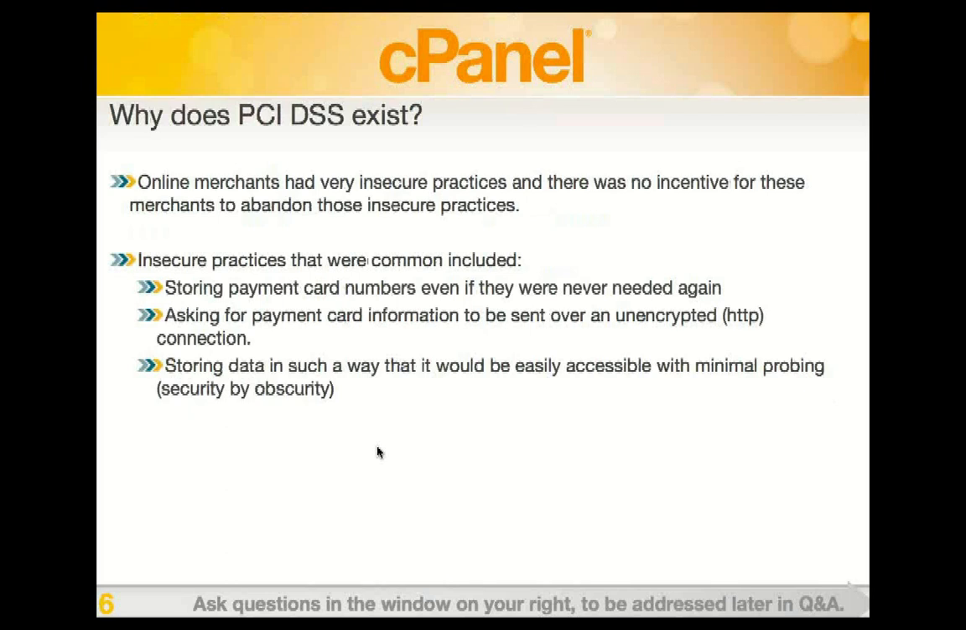And let's rehash. Why do the data security standards exist? Well, online merchants used to have very insecure practices, and there was no incentive for these merchants to abandon those insecure practices in the past. So they would store payment card information, even if that information would never be needed again. They'd be asking for this information over an unencrypted, plain text HTTP connection, which is a bad idea because everybody can see that floating through the network.